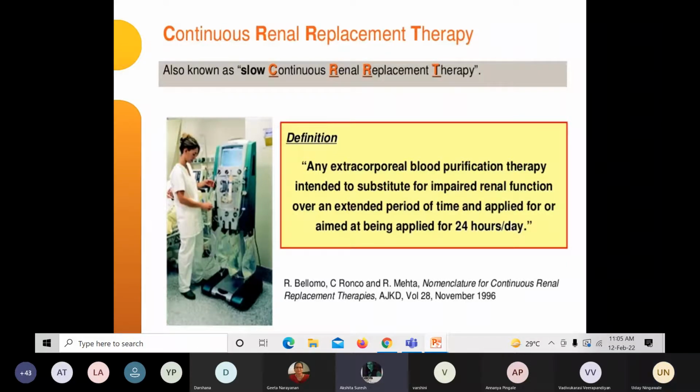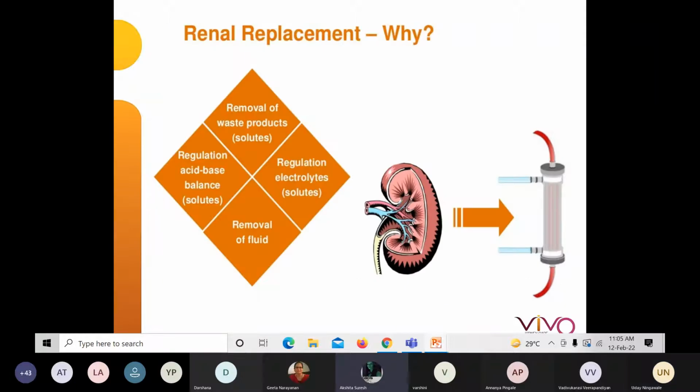Now the question comes: why is renal replacement needed? When the kidney is impaired and non-functioning, waste products, that is the solutes, accumulate in the body. Acid-base balance is disturbed, acidosis increases, and the pH level declines as acid concentration increases. Then electrolytes become imbalanced and fluid accumulates in the body. The correction of all these things is done by the kidney. If the kidney is not working, it needs to be replaced artificially by dialysis therapy. In dialysis therapy, we can remove these solutes with the help of the diffusion concept.